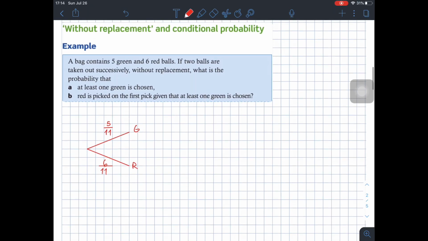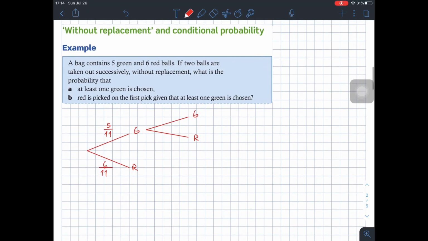So if we pick green, then again, we have 2 different options in the universe. We can again pick green, or we could pick red, right? But here's where something changes. If this is without replacement, and I already took 1 green, that means that I have 1 green less in my universe. So instead of having 5 green balls, I only have 4. And in my universe, I do not have 11 balls anymore. I have 10, right? So that's the new probability for green.